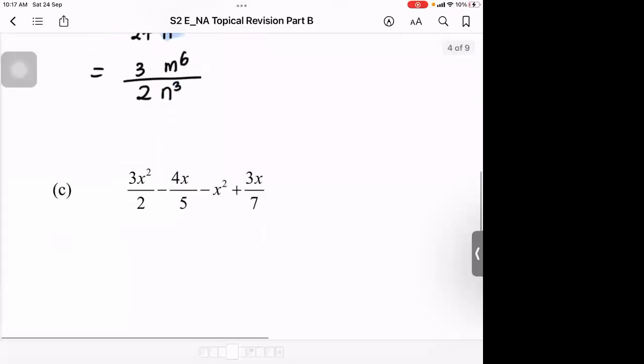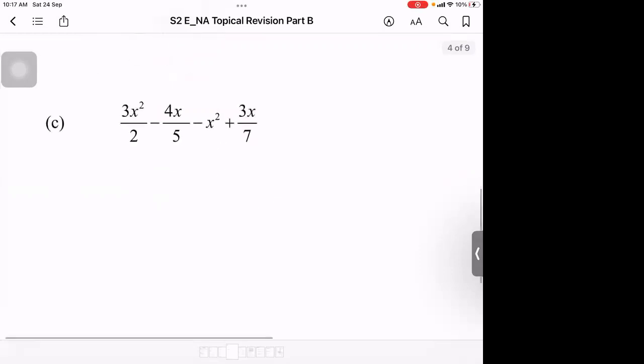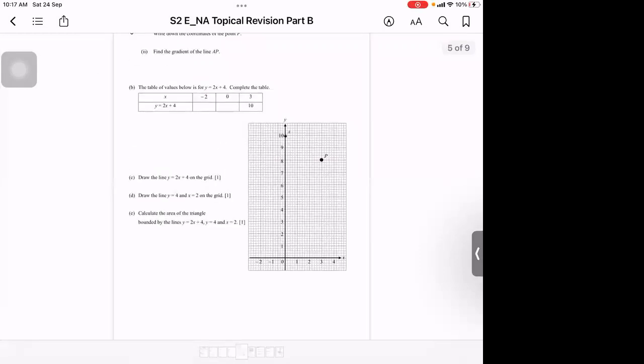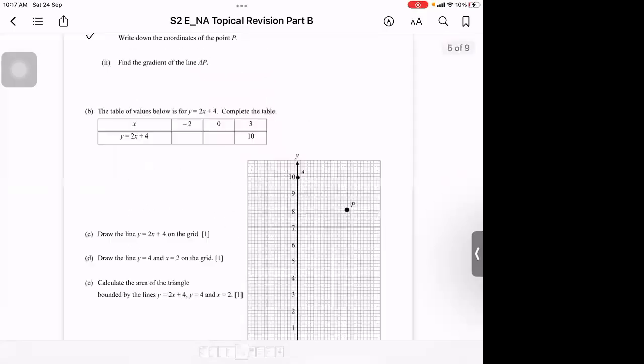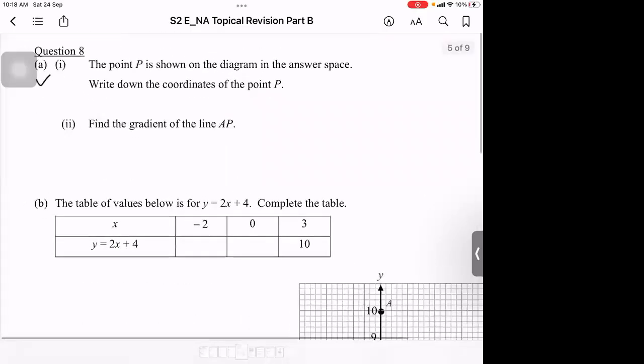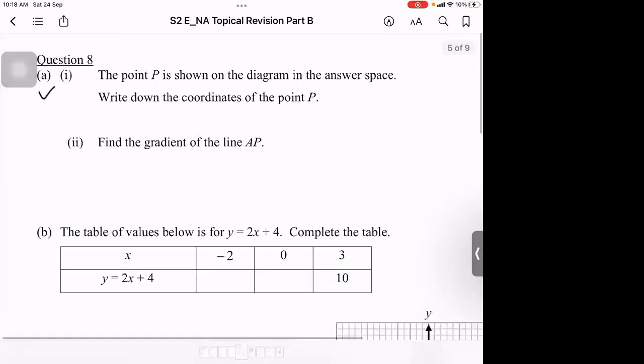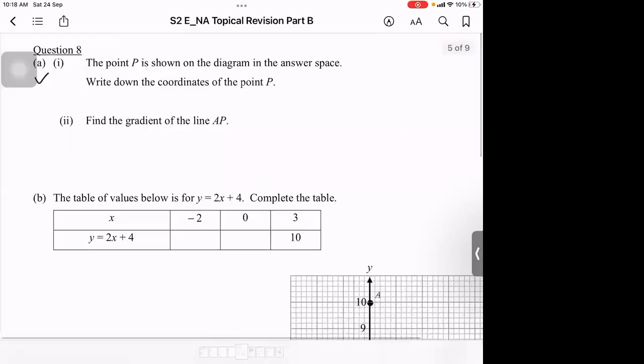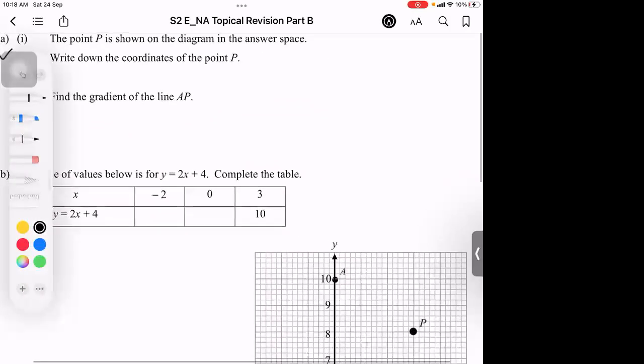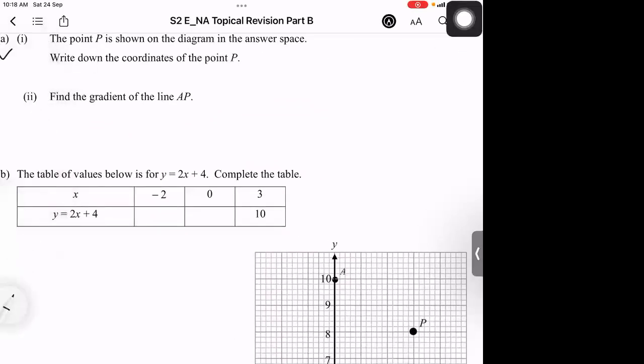Next part. This one with the new denominator, I think I will not do because usually for Sec 2 they won't test with numerical denominator. Okay, this part I'll just do the first part a bit only, drawing of straight line. Okay, first one, the point P is shown in the diagram. So what is the coordinates of point P?